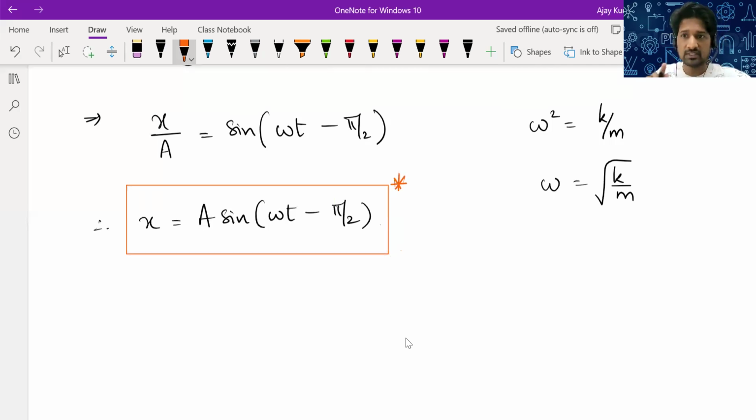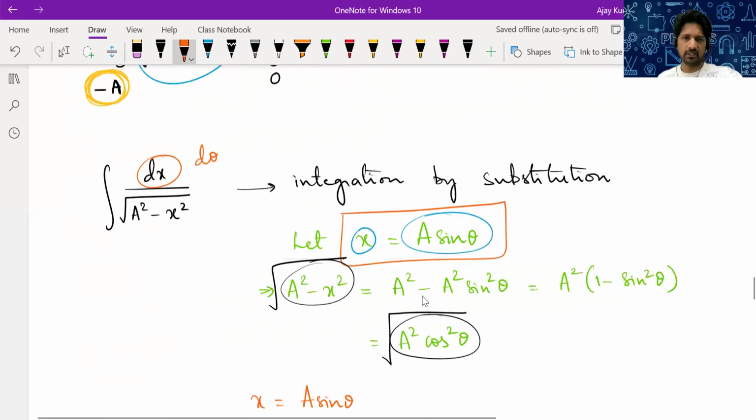But remember, this is not the general equation. This equation assumed that initially the particle was at the negative extreme. For that case, we got this equation. Okay, let's go through the derivation once again very quickly.